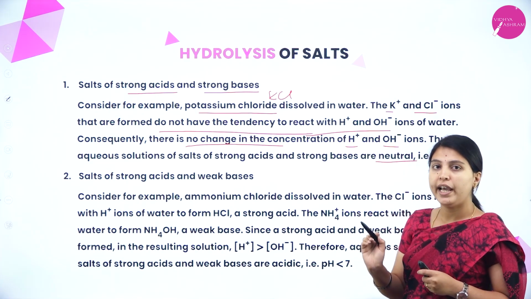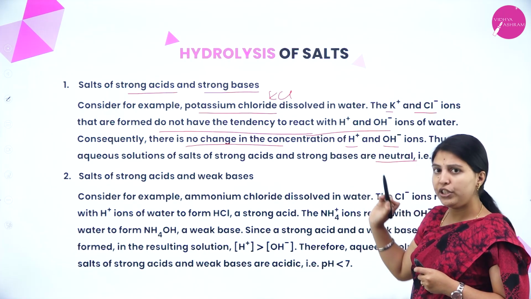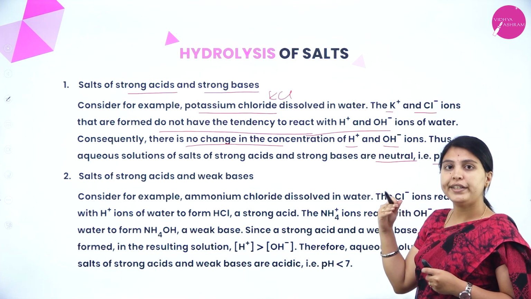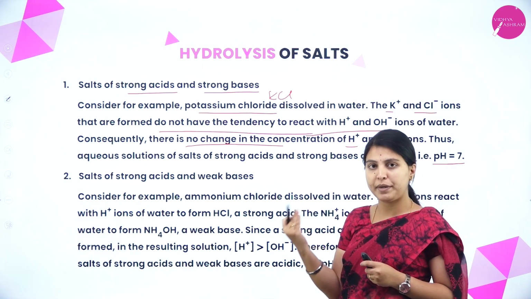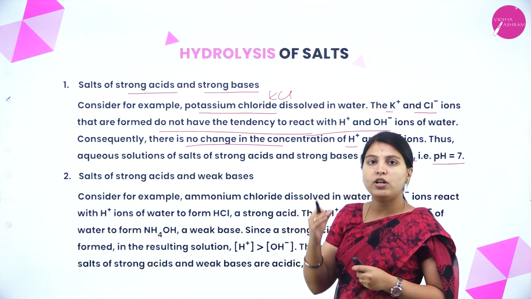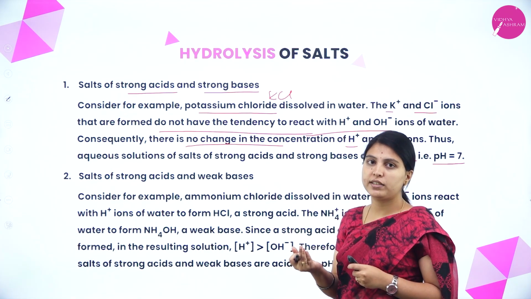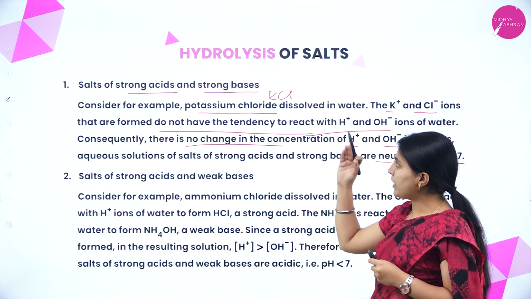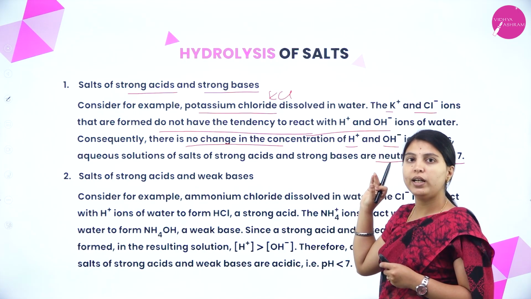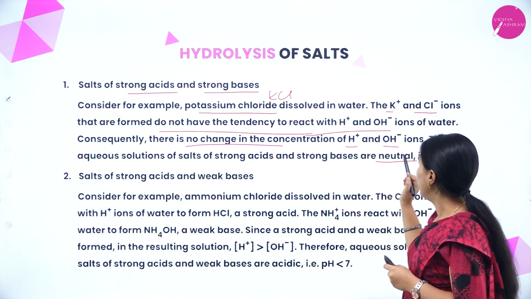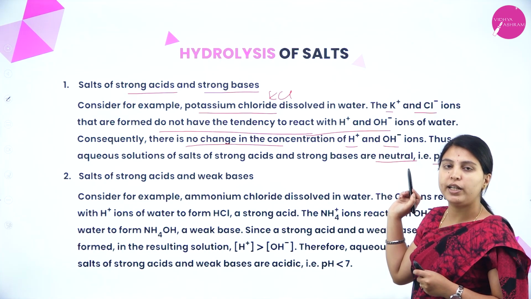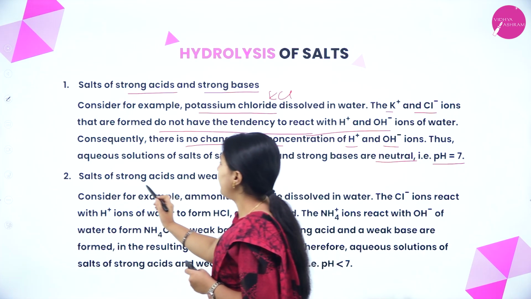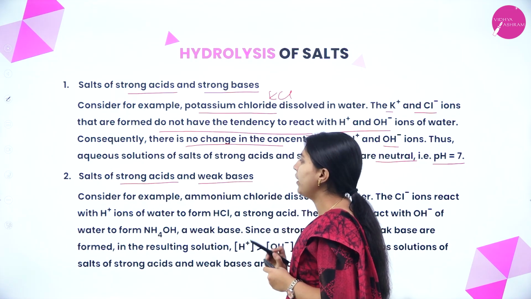What have we understood? If the salt, after dissolving in water, separates into ions, and these are not reacting with H+ ions and OH- ions from water, then the concentration of H+ ions and OH- ions will not change. By that, what we have to understand? From strong acid and strong base, whatever salt is formed will be neutral. That is, the pH will be equal to 7. Completely neutral salt. And we'll see another example, salts of strong acid and weak base.